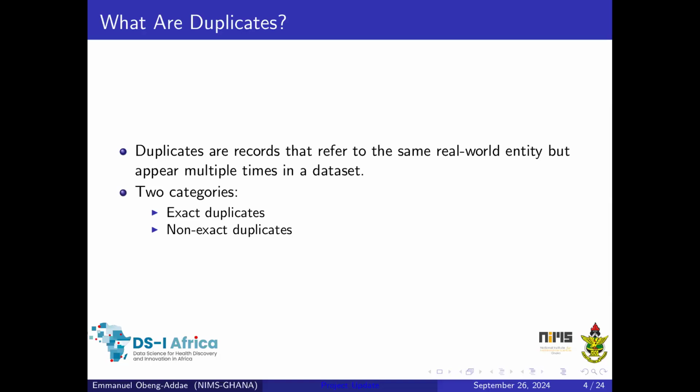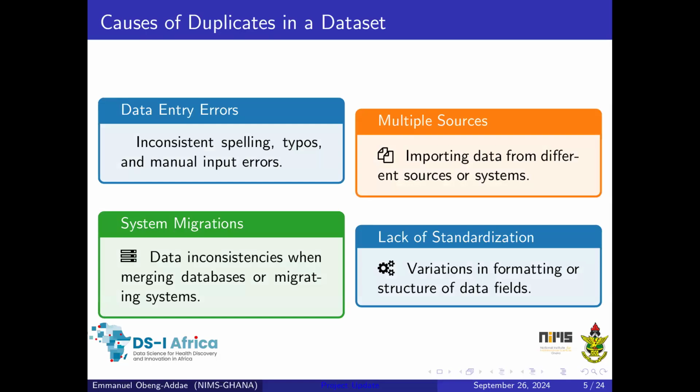So usually in every database or data set, there are unique identifiers that are assigned to each record. And duplicates could result in different IDs being assigned to records referring to the same individual. Usually, duplicates are caused by data entry errors, which include spelling errors, typos, manual input errors. And also variations in the formatting or the structure of the data fields could result in duplicates. System migrations, as well as information from multiple sources, could also result in duplicates within a data set.